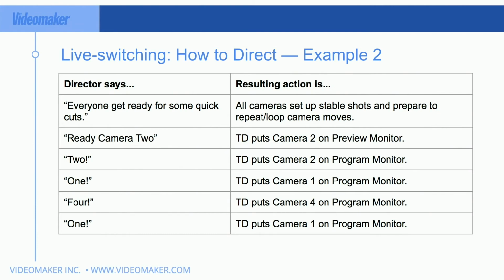Switching. Here's another example. Everyone get ready for some quick cuts. All cameras set up, stable shots, and prepare to repeat loop camera moves. Ready camera 2. TD puts camera 2 on preview monitor. Brings up camera 2 on the program. 1. TD brings up camera 1 on program. 4. Camera 4 on program. 1. Camera 1 on program. All very important for everybody to understand where they're at in the actual progress of everything.